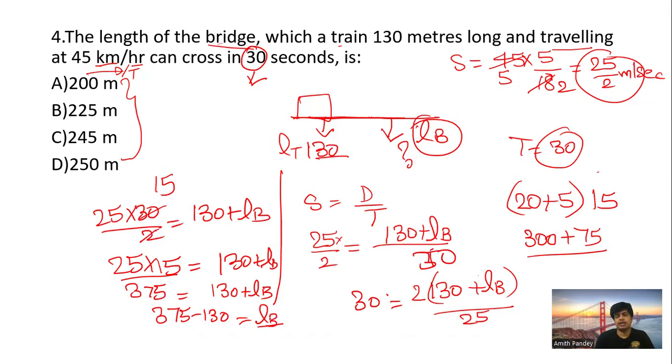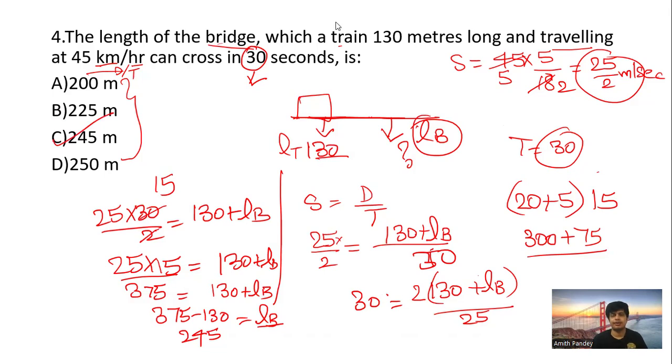So LB is the length of the bridge. That's nothing but 245. So option C is the right answer. Now I hope it's clear. Yeah, just have a look.